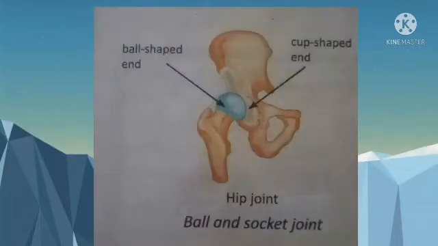First, ball and socket joint. In this type of joint, one end of a bone is round in shape, just like a ball. The other bone is in the shape of a cup. The ball-shaped end of one bone fits into the cup-shaped end of another bone. This joint is found in the hip and shoulder. They allow free movements in all directions.